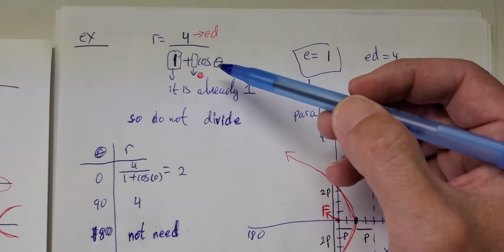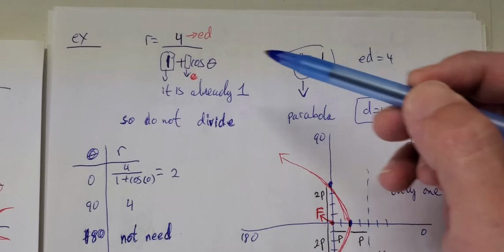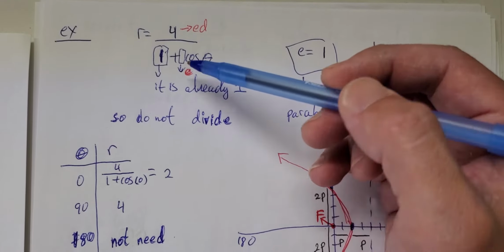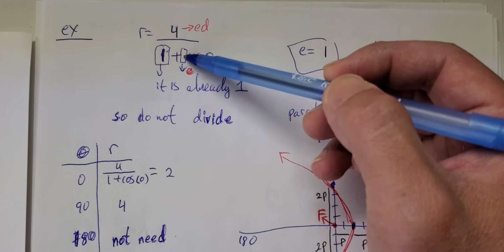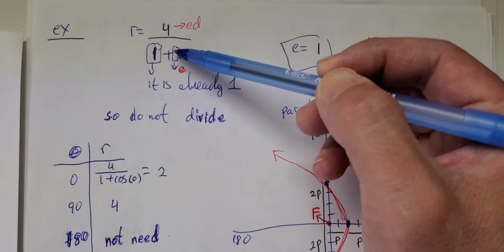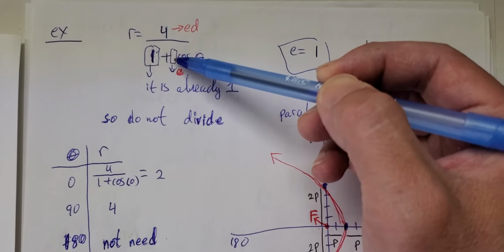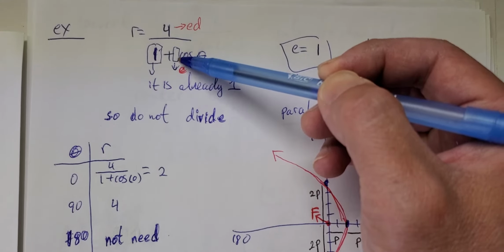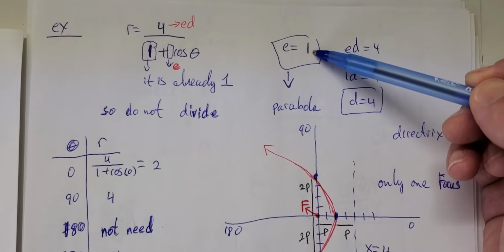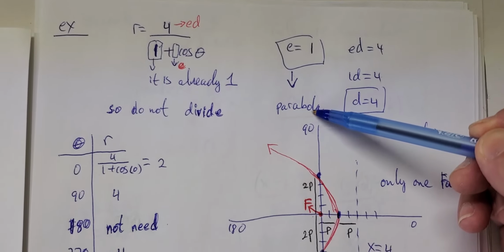Now the next step is to find E. E is right here. Please do not say 0. E is always in front of the sine or cos. Please do not say 0 if you don't see a number. It is always a 1. So here E is 1, and since it is 1, you have a parabola.